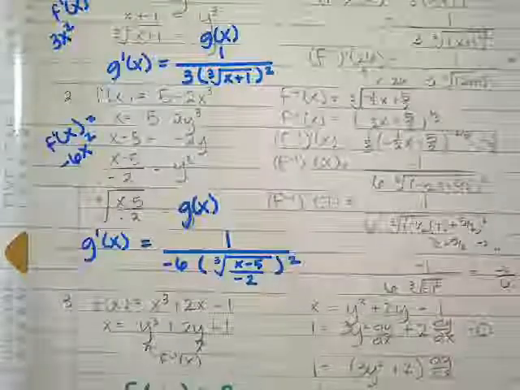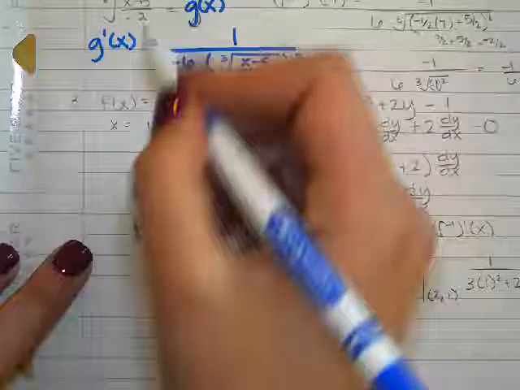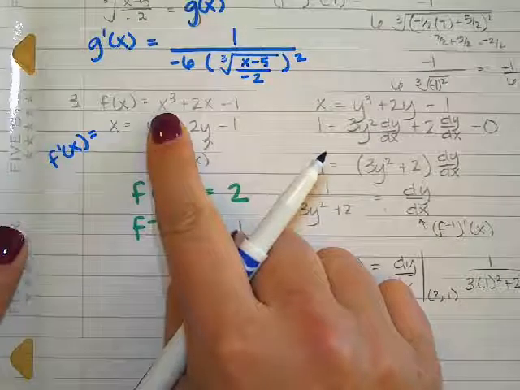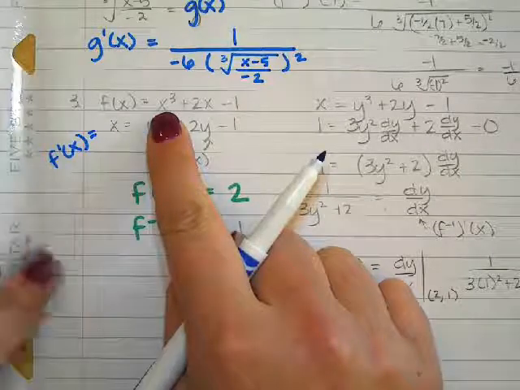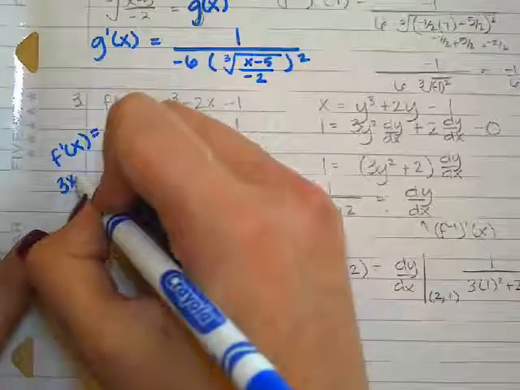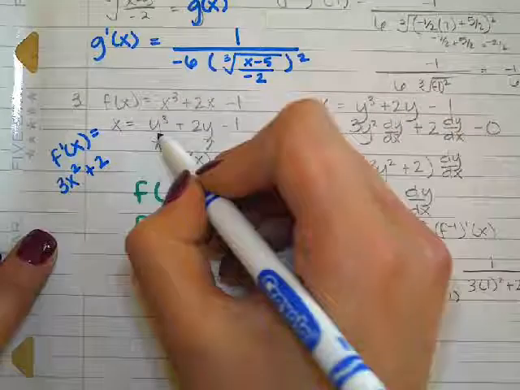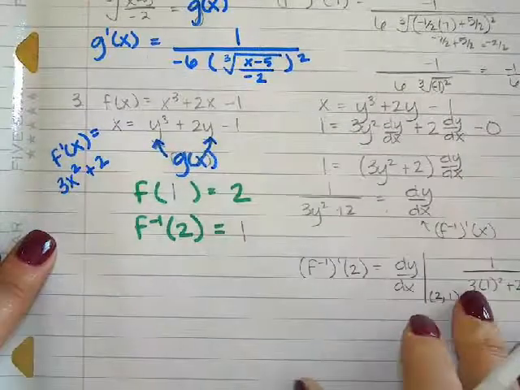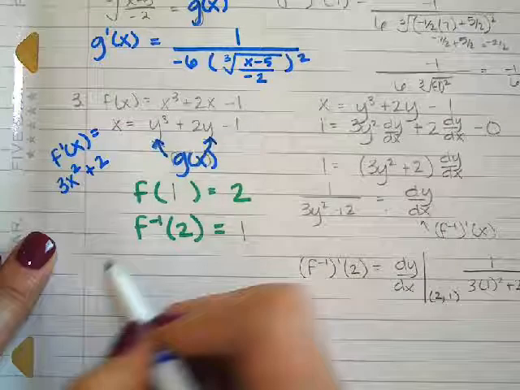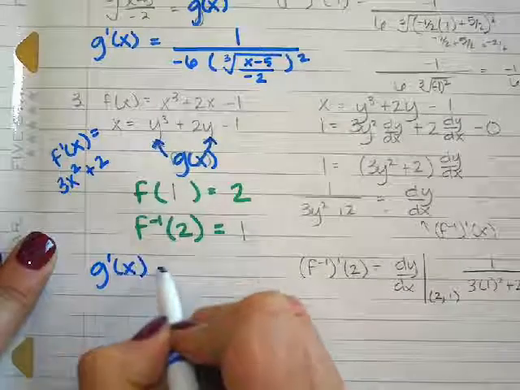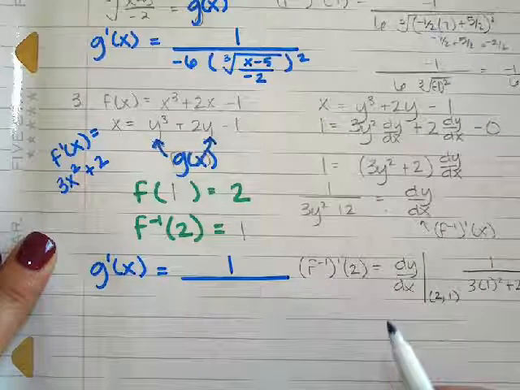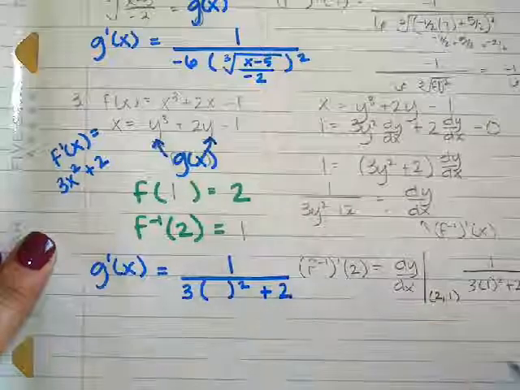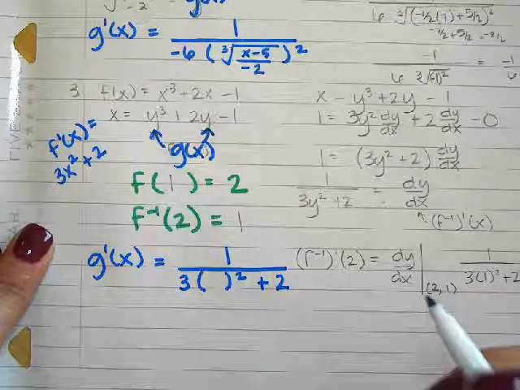Okay, let's fix number 3. Okay, so there's f of x. F prime of x is 3x squared plus 2. That y is my g of x. And so g prime of x is 1 over 3 times x squared plus 2. And what do I plug in for x? Y.